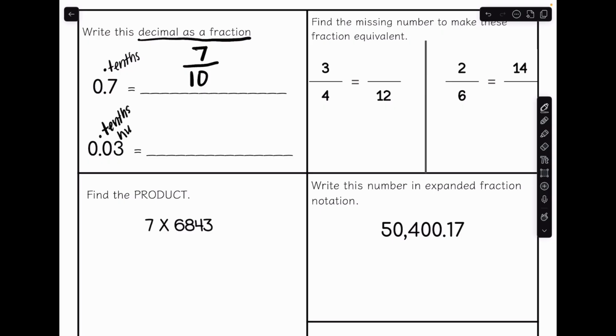Okay. Next one, we have our tenths place, and then our hundredths. We have no tenths, but 3 hundredths. So when we say this decimal, it is 3 hundredths. Okay.